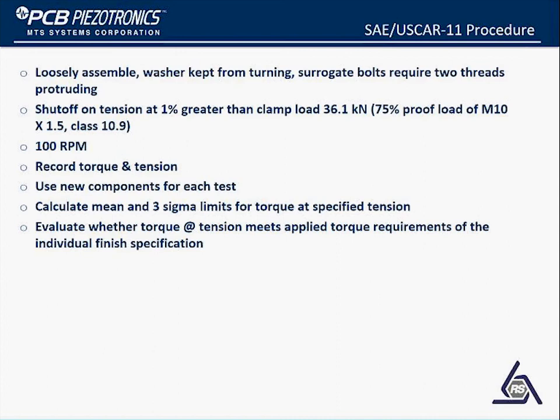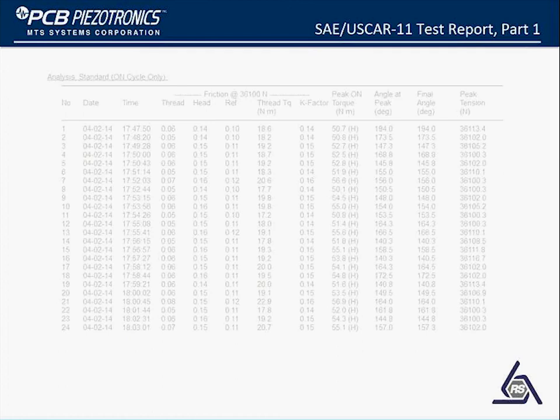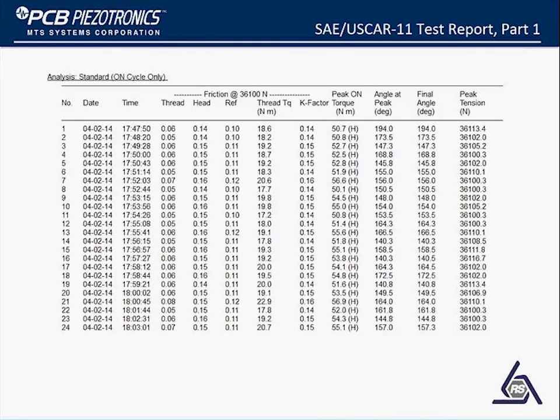So obviously the type of finish is going to determine what the standards are for our evaluation. Different plating and coating processes will produce different torque requirements. So part 1 of the USCAR 11 test report will look something like this, where we're looking at the frictional characteristics. So we can see our thread head, reference, K-factor, and so forth.